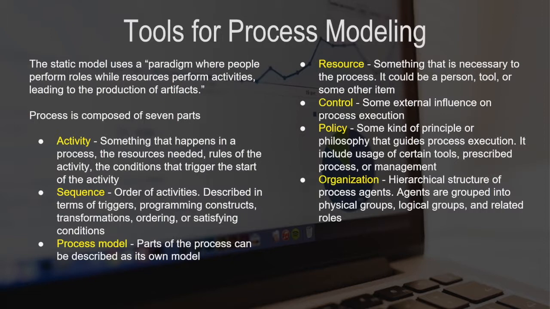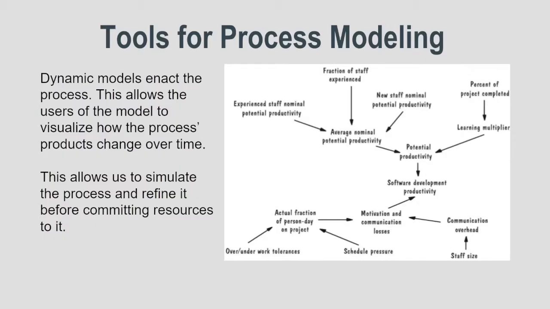And lastly, we have organization, which is the hierarchical structure of process agents, basically the people that carry out the process. And you can group these into physical groups, logical groups, and related groups. Dynamic models enact the process. This allows the users of the model to visualize how the process's products change over time. This allows us to simulate the process and refine it before committing resources towards it.